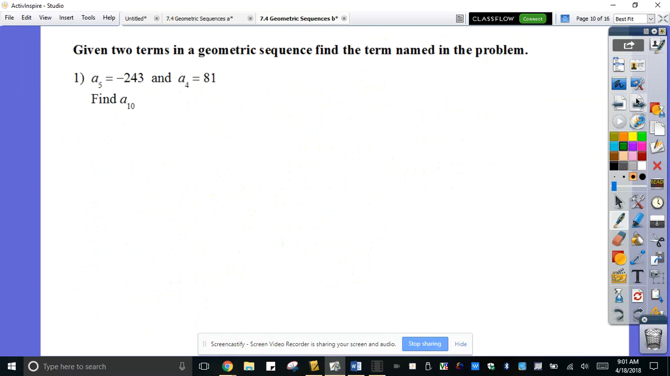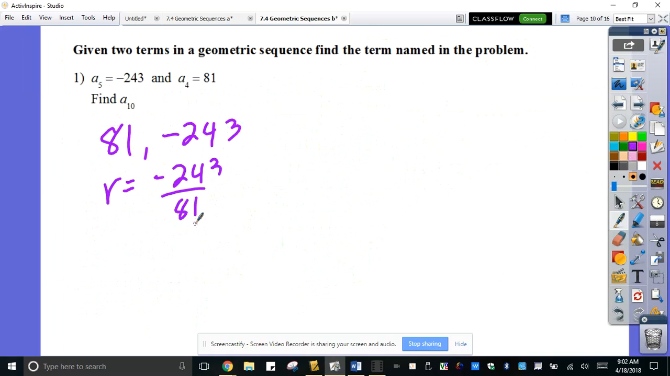Okay. Next, given two terms in a geometric sequence, find the term named in the problem. So here, you're being asked to find a sub 10. You only have a sub 5 and a sub 4, right? So if a sub 5 is negative 243 and a sub 4 is 81, it's going to be right here in the geometric sequence. From there, I can get the common ratio. So what do we do? We divide this by that one, and you can get the r already. So negative 243 divided by 81. I want to say 3, but I might be wrong. Yep. No, it's negative 3. So the common ratio is negative 3, right?